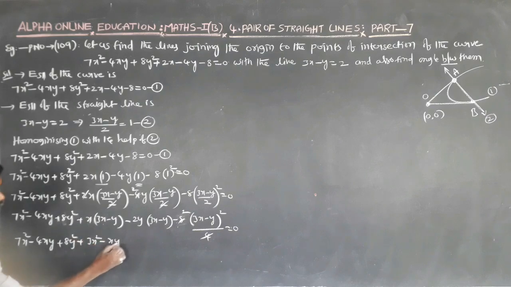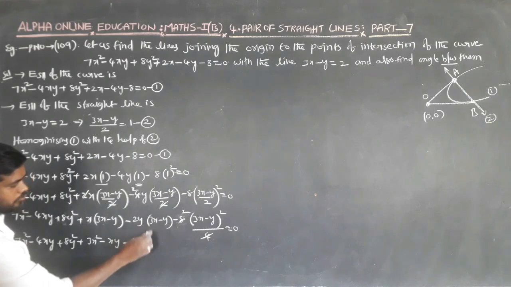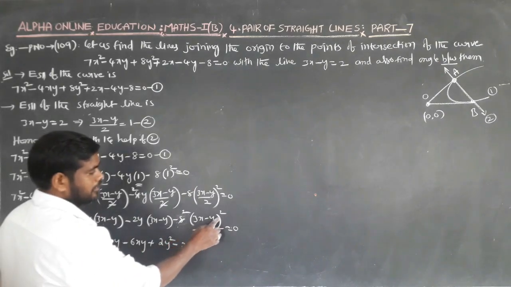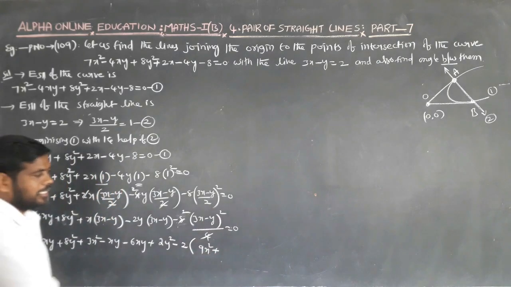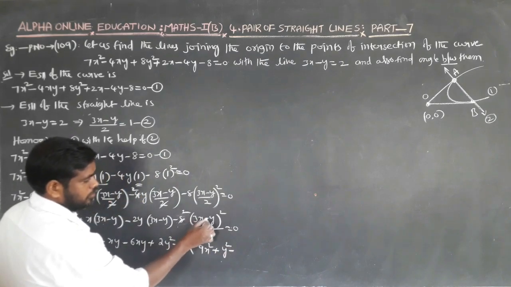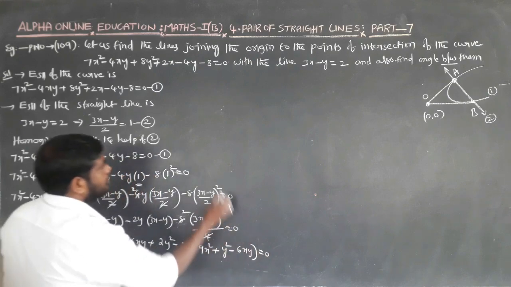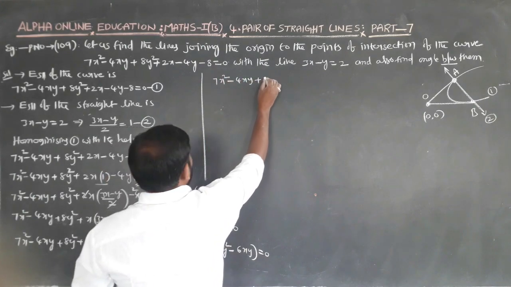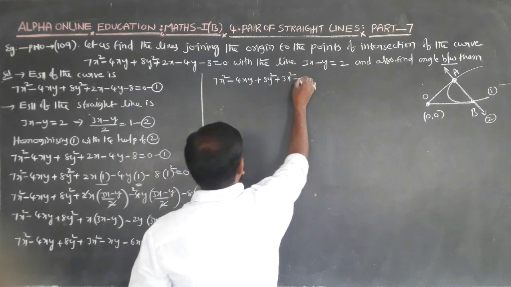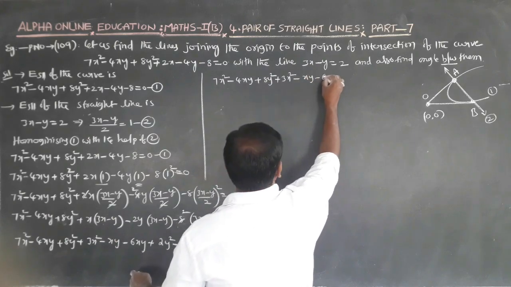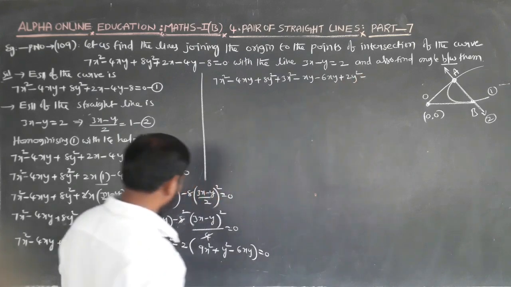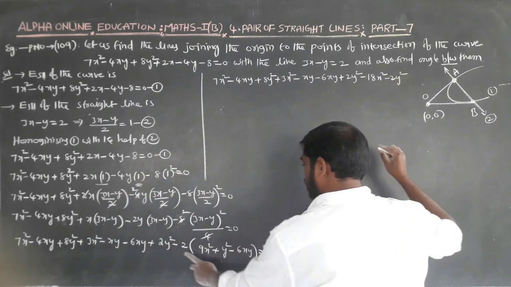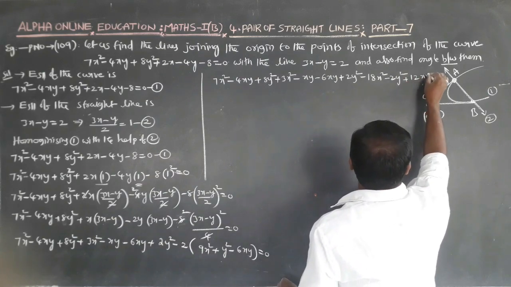x into 3x is 3x², x into y is xy with a minus sign, 2y into 3x is 6xy, minus into minus is plus, 2y into y is 2y². Then −2 into (a − b) whole square: a² is 9x², plus b², y², minus 2ab, which is 2 into 3 into xy, 6xy. So 7x² − 4xy + 8y² + 3x² − xy − 6xy + 2y² − 18x² − 2y² + 12xy = 0.